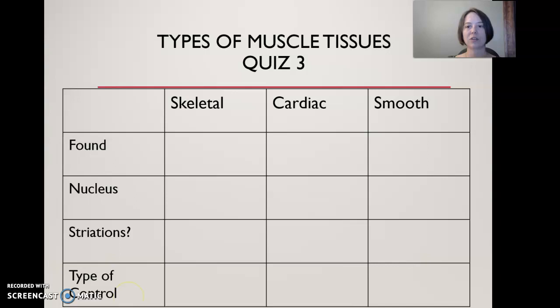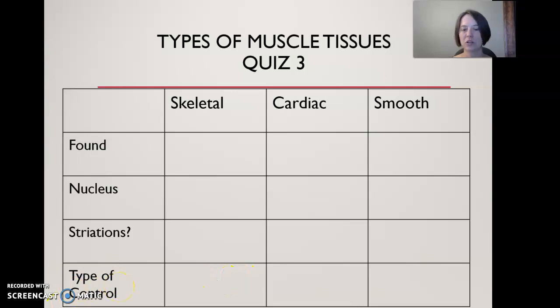Okay, this last quiz, number 3, I want you to make this box and write skeletal, cardiac, smooth up at the top, where it's found, nucleus, striations, and type of control. And you want to pause the video until you have that done. Now that you have that box done, I want you to take guesses as to where they are found in your body, how many nuclei they have, do they have striations, yes or no, and are they voluntary or involuntary control. So pause the video until you have that filled out.